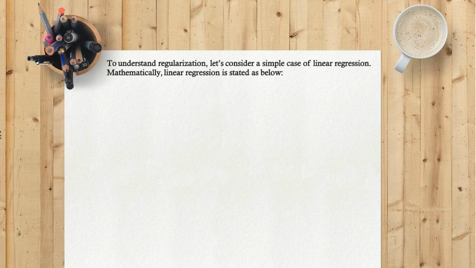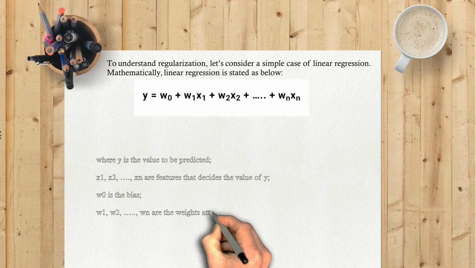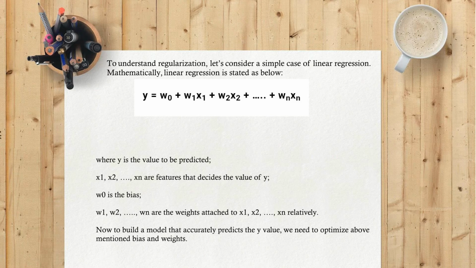To understand regularization, let's consider a simple case of linear regression. Mathematically, linear regression is stated as below, where y is the value to be predicted. x1, x2, xn are features that decide the value of y. w0 is the bias. w1, w2, wn are the weights attached to x1, x2, xn respectively. Now to build a model that accurately predicts the y value, we need to optimize the above-mentioned bias and weights.